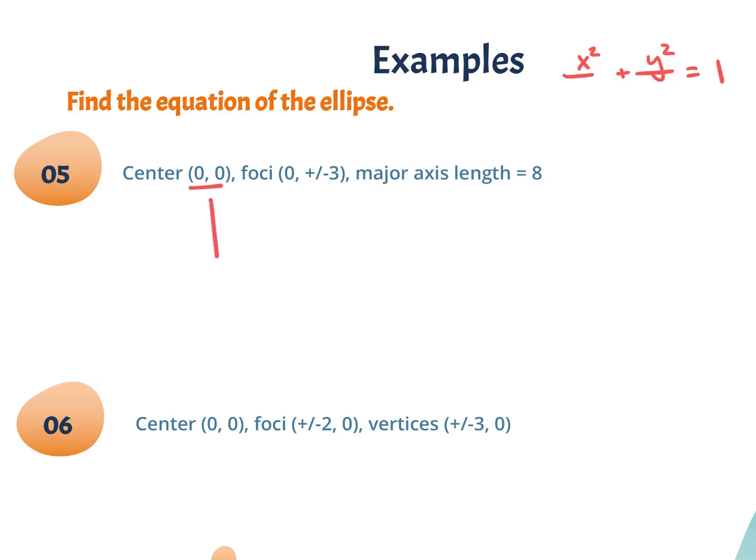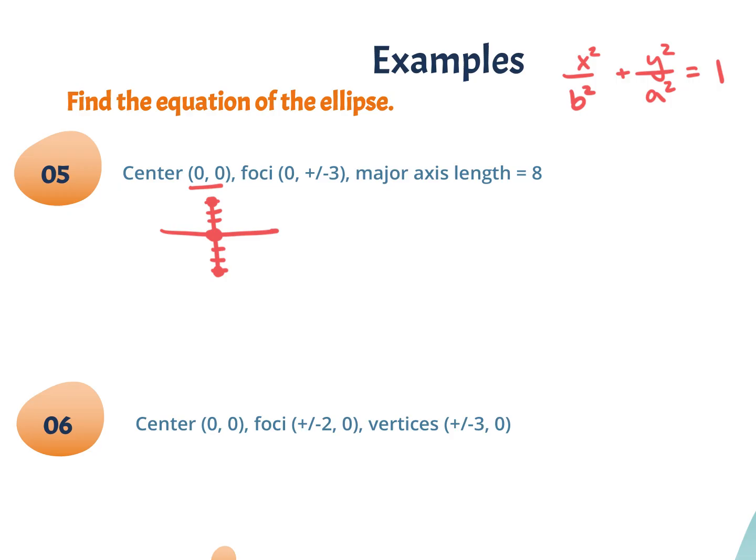So let's draw what we're given. Our center's at 0, 0. Foci are at 0, comma, plus or minus 3. So we're going to move on the y-axis for our foci. So up 3, down 3. Probably could have made this bigger, but there's our foci. So if our foci go vertically, where's our a squared going to be? Under the x squared or the y squared? Y squared. Awesome. Since they go vertical, the bigger denominator is going to be under the y squared. So a squared will be under the y, b squared will be under the x.